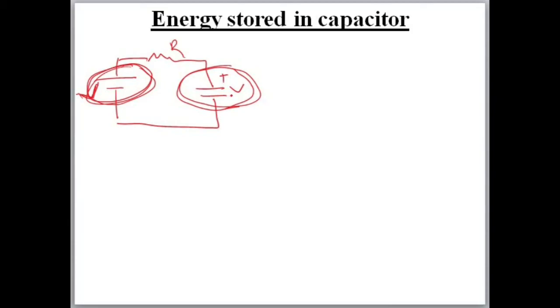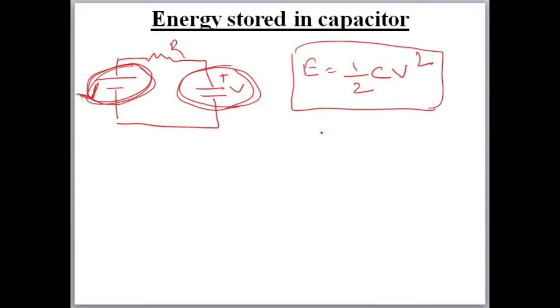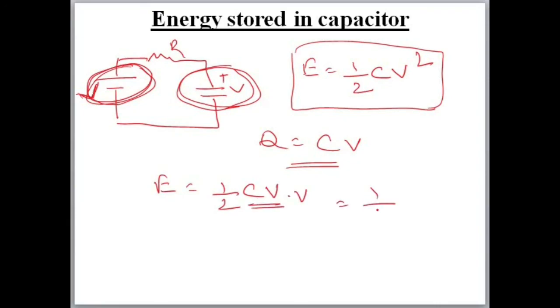So what is the energy it has stored? Energy is half CV square. This is a very important rule. You should always remember this because it will help you in solving questions in the examination. Now we remember Q is equal to CV, already studied. So here we can write E is equal to half CV into V. CV we can write as Q, so half Q into V.